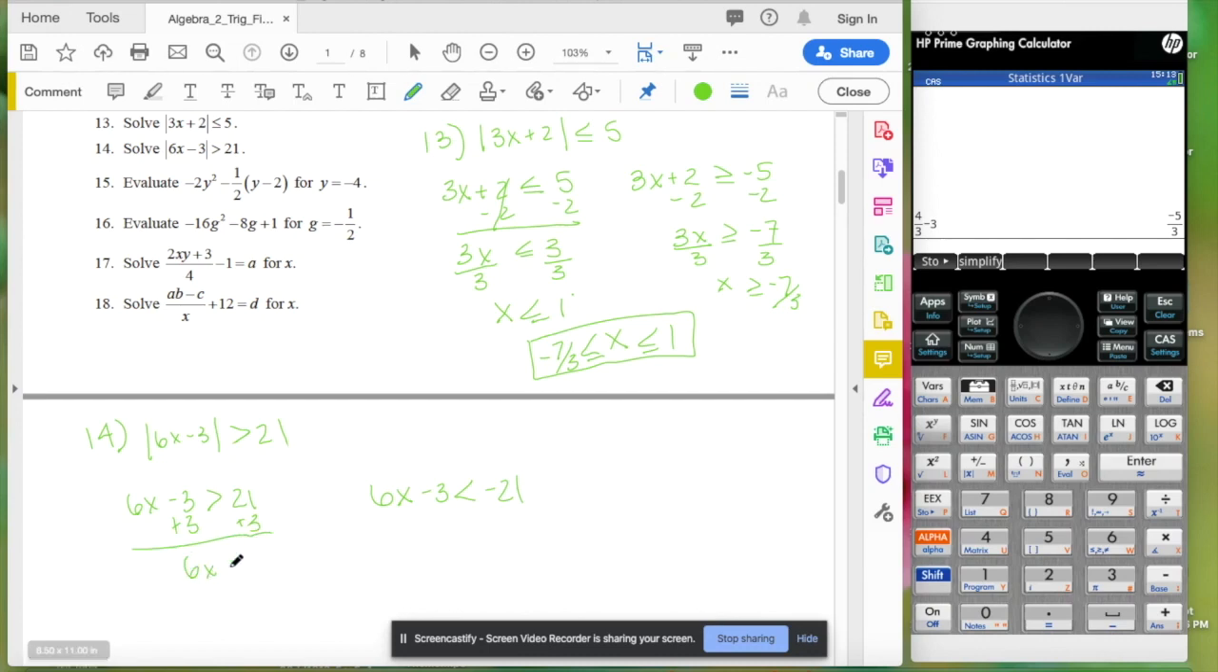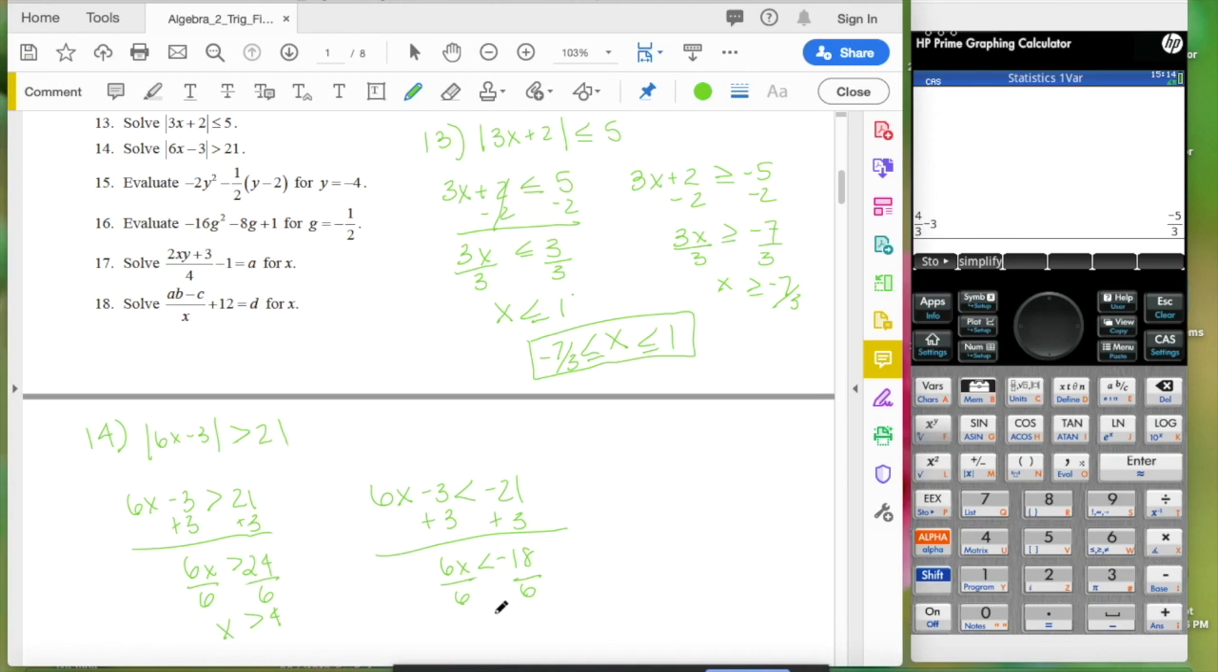And we have 6x is greater than 24. Divide by 6, divide by 6. X is greater than 4. We're going to look at this one. Add 3, add 3. We're going to have 6x is less than negative 18. Divide by 6, divide by 6. And we're going to have x is less than negative 3.